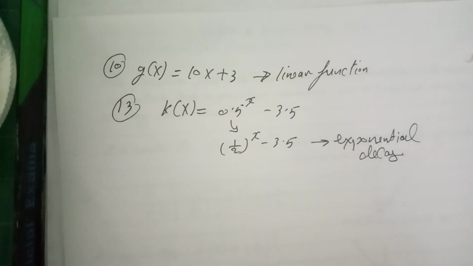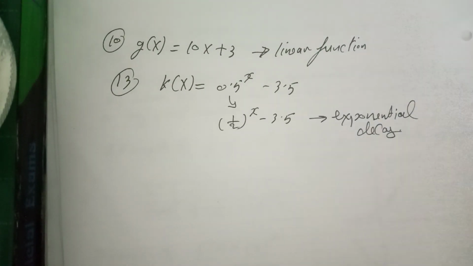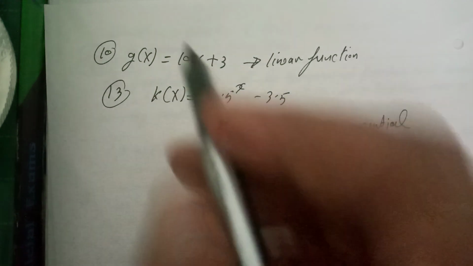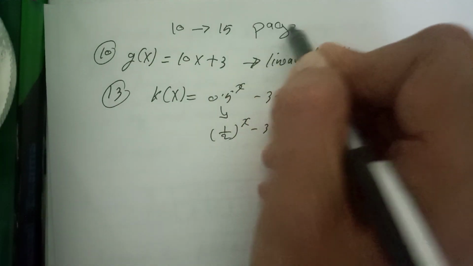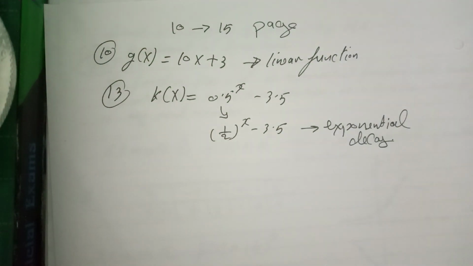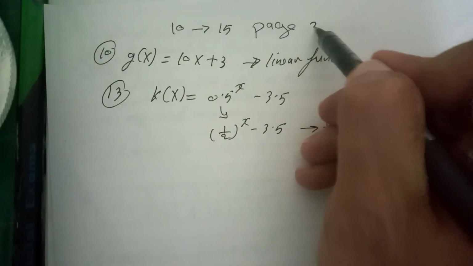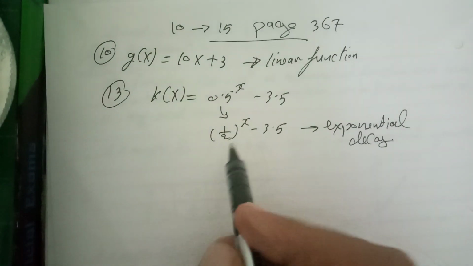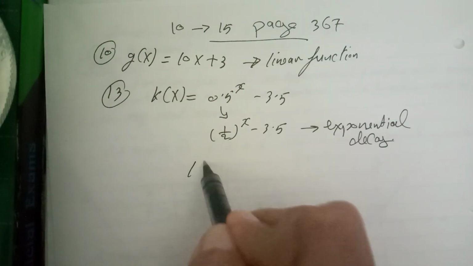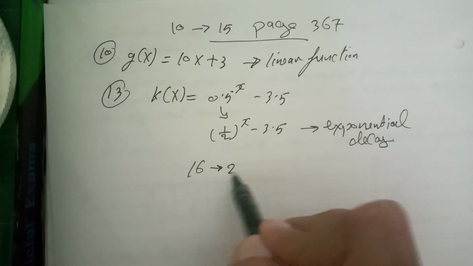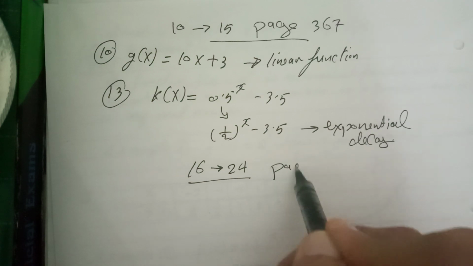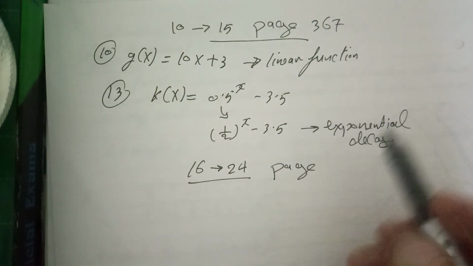Okay, these are two examples from the first group. The first group is from 10 to 15, and the second group is from number 16 to 24. This is page 367. The second group is from 16 to 24 on the same page, 367.